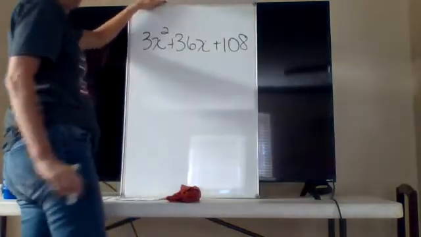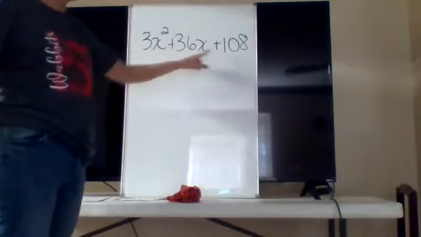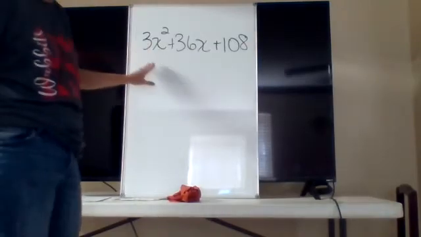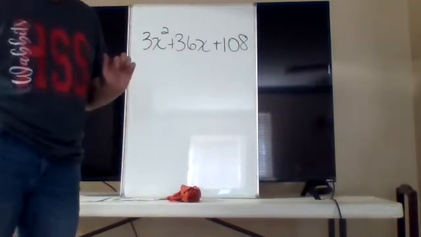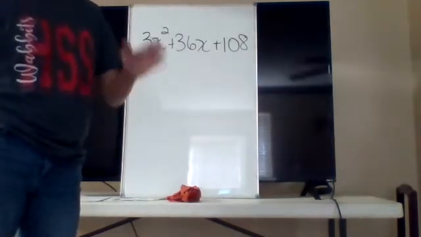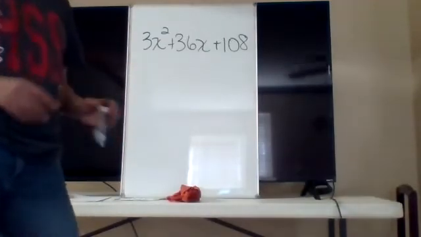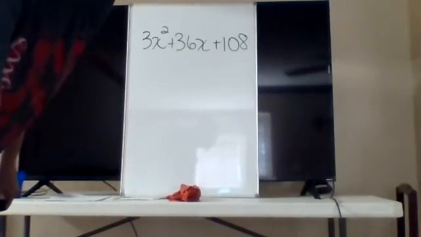Okay, I'm going to put this one up here, and then I'm going to pause it and let y'all try to work this. So the first thing you're going to do is look for something in common. Is there something that goes into 3, 36, and 108? If there is, pull it out, and then factor what is left. So I'm going to pause this and let you try to work that.